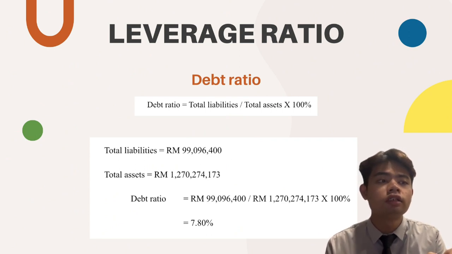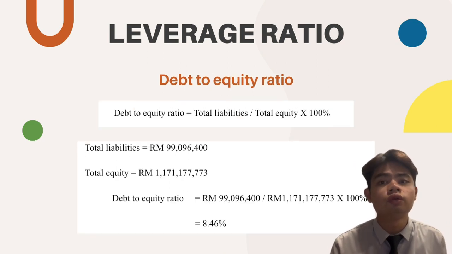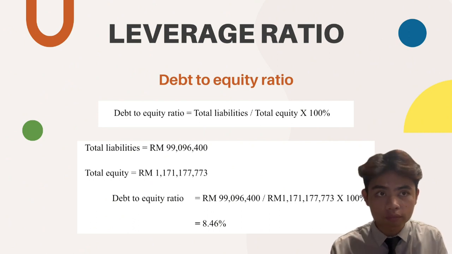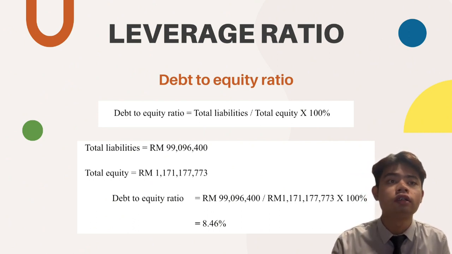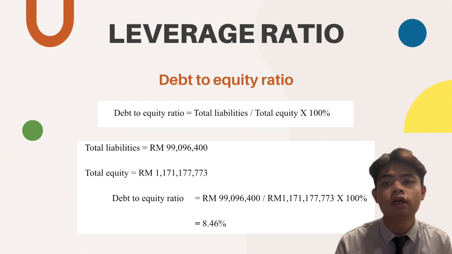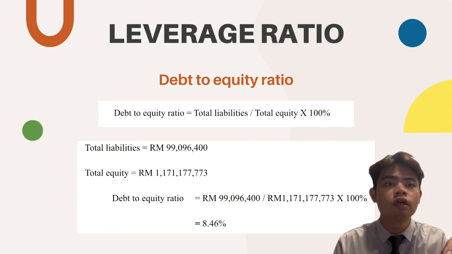We can see that the debt ratio is 7.80%. The second one is the debt to equity ratio. How to find the debt to equity ratio? We need to find their total liabilities based on the financial report, and then divide by total equity and times 100%. So the total liabilities are the same as in the previous equation.